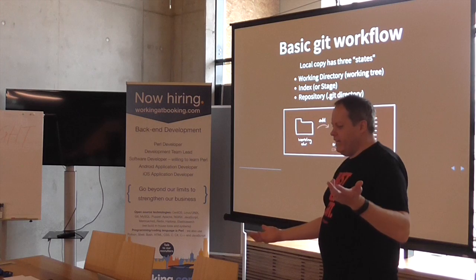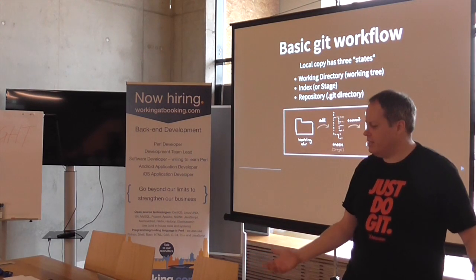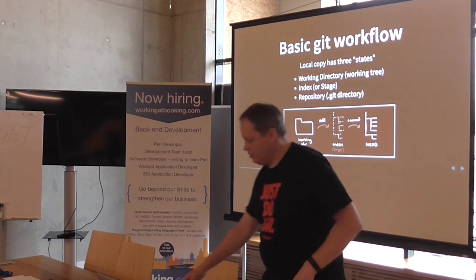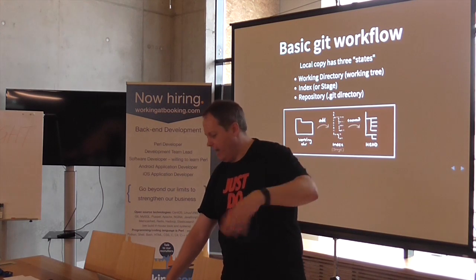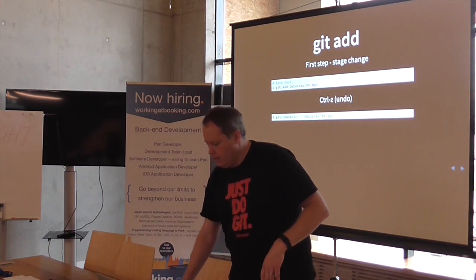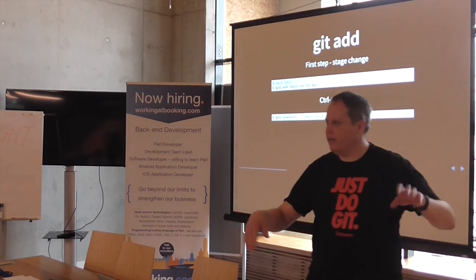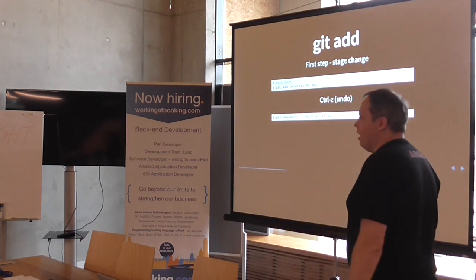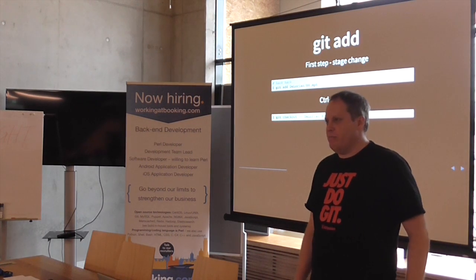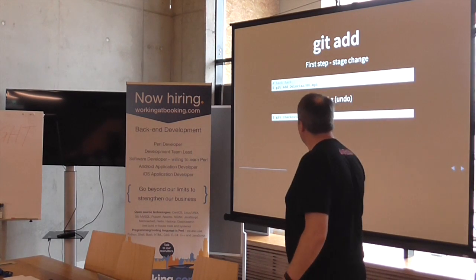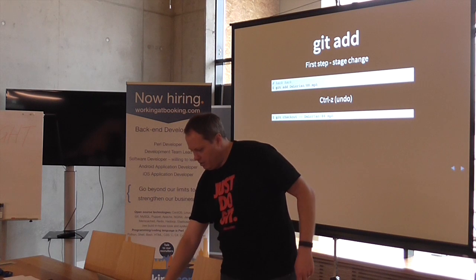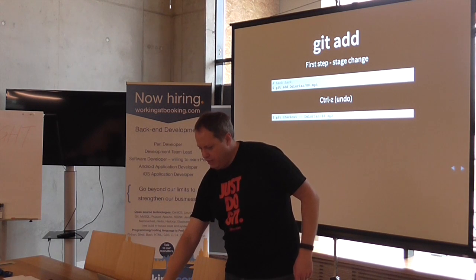Git itself has 3 basic trees or states: your directory, your index, or stage, or repo, your add and commit. So you hack away, add your file. I was very disappointed that nobody made any Back to the Future jokes yesterday. So we can add the DeLorean at 88 miles an hour, or you can undo that if you want to.